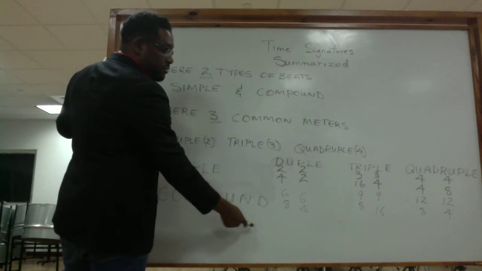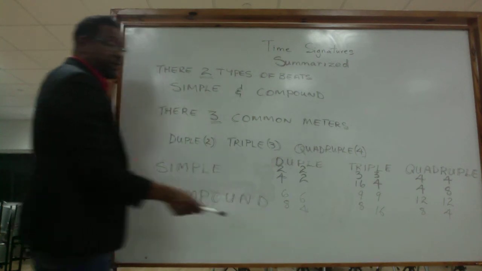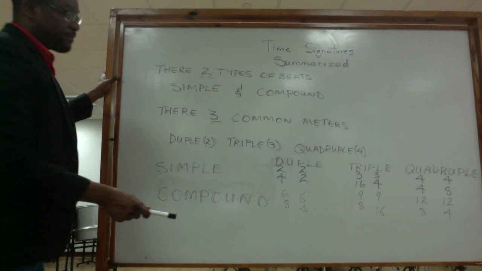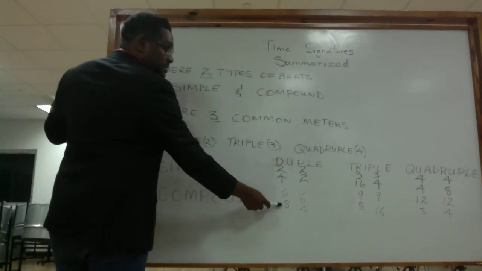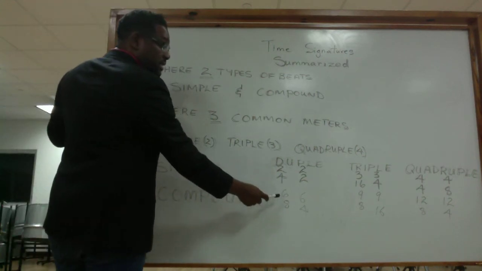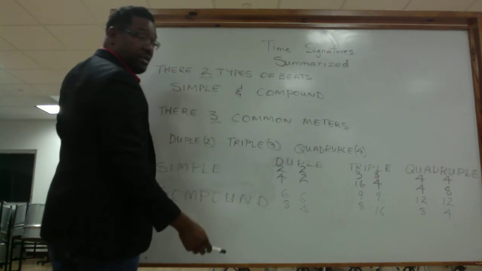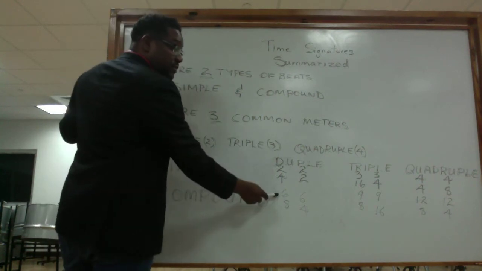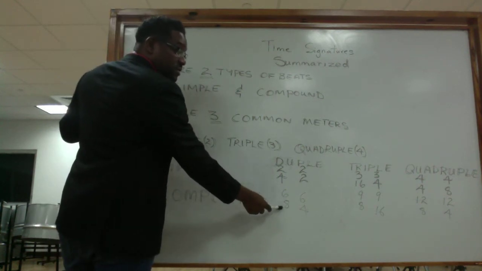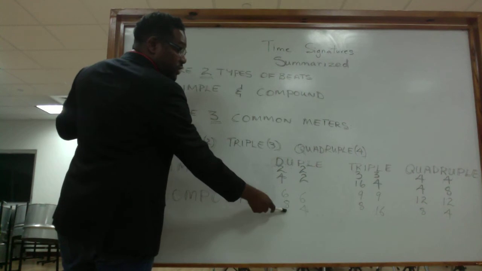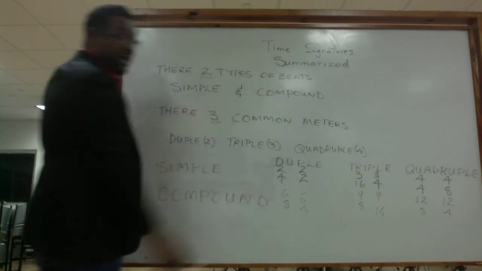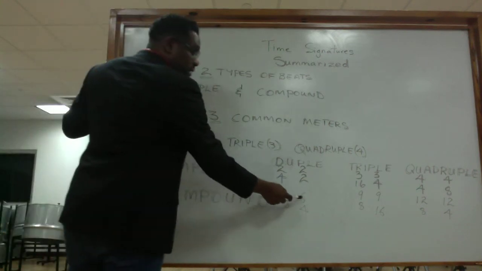Let's look at compound. Compound duple. We said there are groups of 3 in compound. We have 6/8. 6/8 means that we have 2 groups of 3. That gives us our 6. Each of these notes is an eighth note. 1, 2, 3, 4, 5, 6. That's our 6/8.